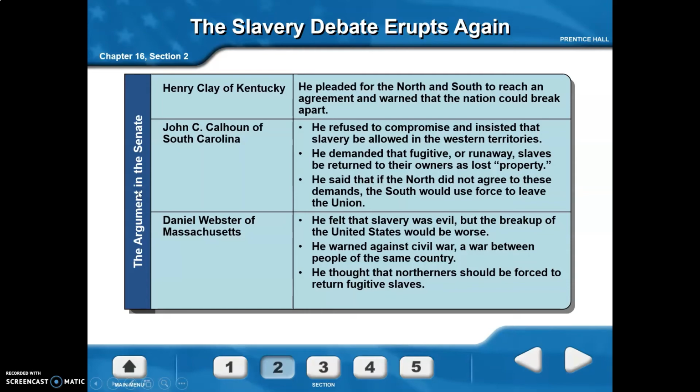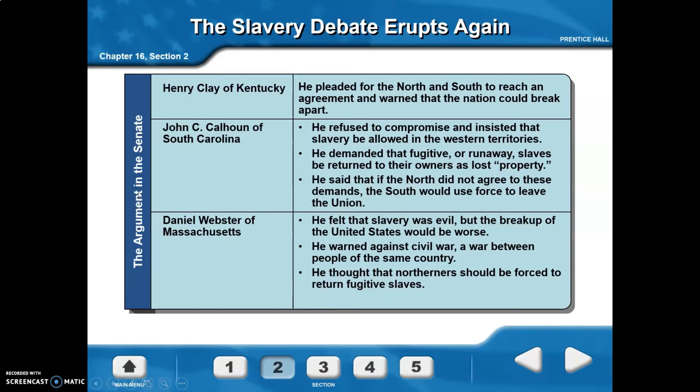Civil war, you're going to need to know this definition, especially because we're going to be talking about the Civil War the rest of the school year. A civil war is a war between people in the same country, okay? So make sure you have the definition in the back of your head when we move forward. So civil war: a war between people of the same country.